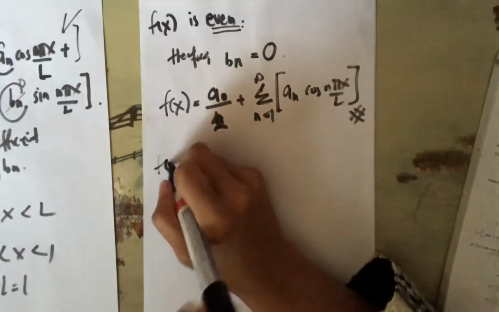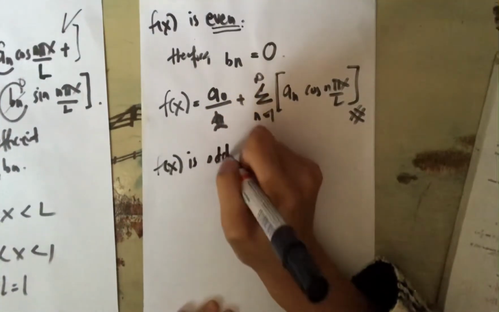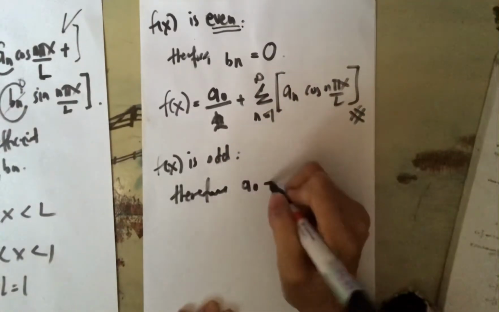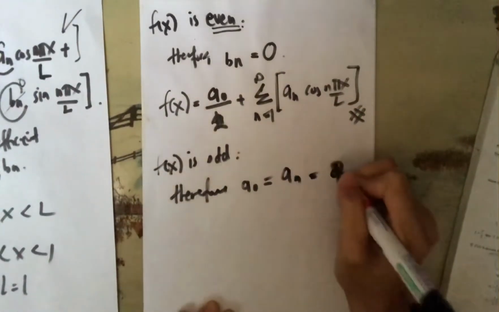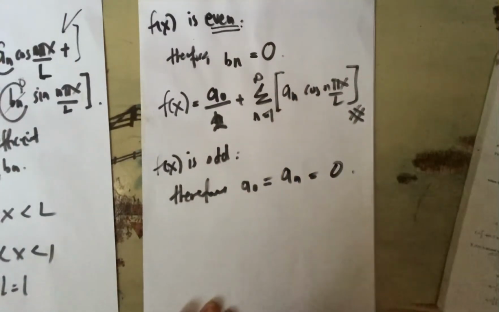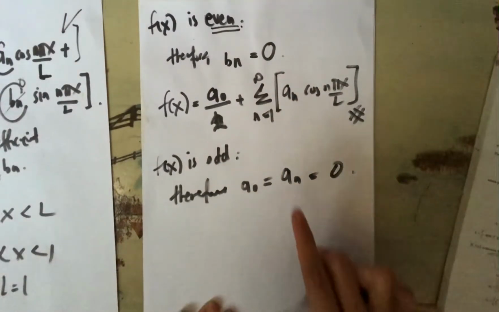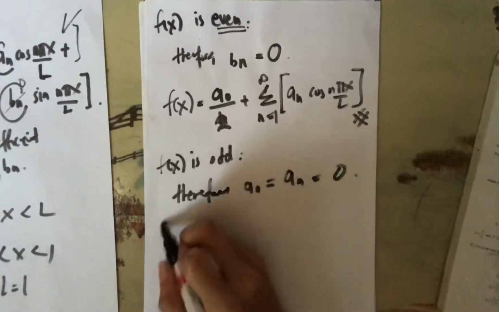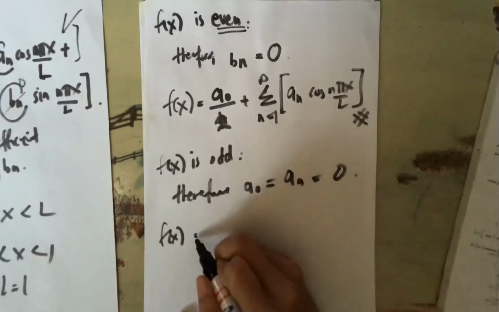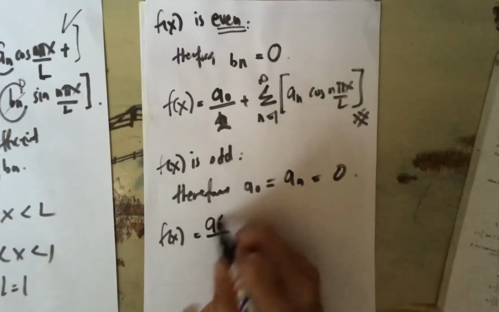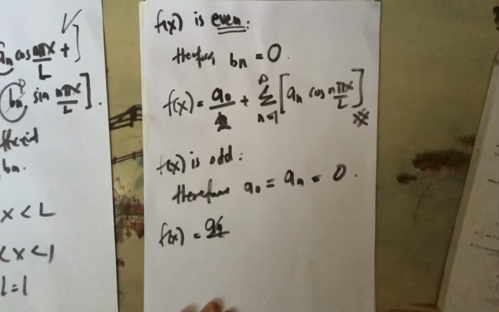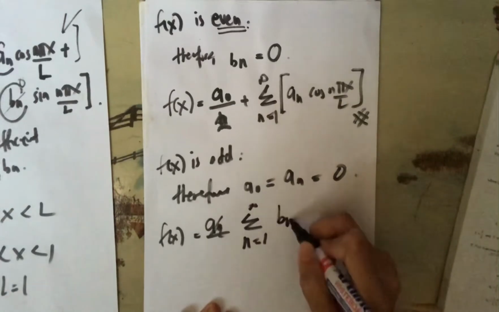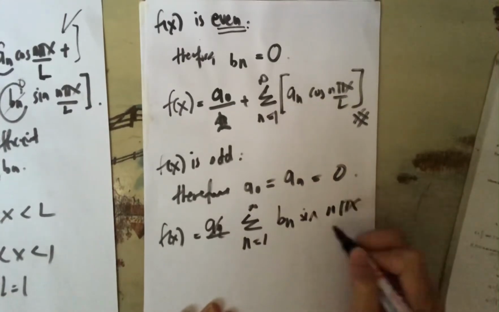If your f(x) is odd, therefore your a0 and an are equal to 0. Both a0 and an are equal to 0, which means that a0 is also equal to 0. So your general equation will become, oh sorry, there is no a0 because a0 is equal to 0. You just have summation n equals 1 to infinity of bn sin(n pi x over L).